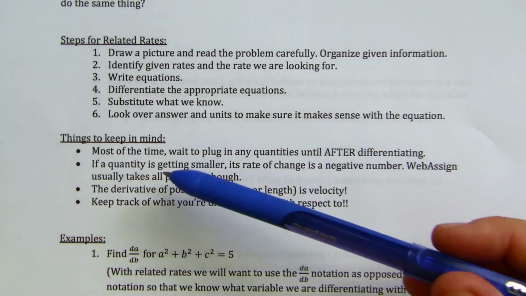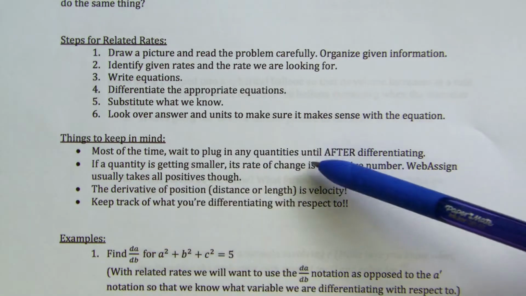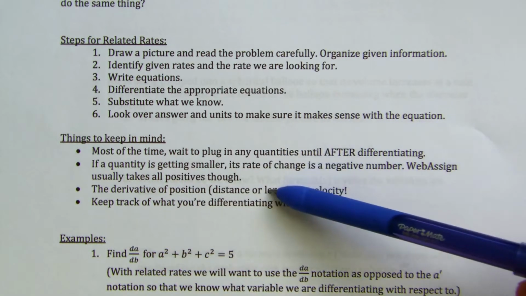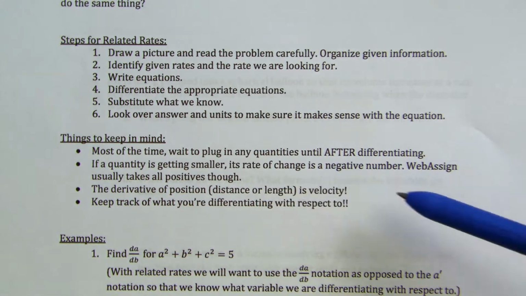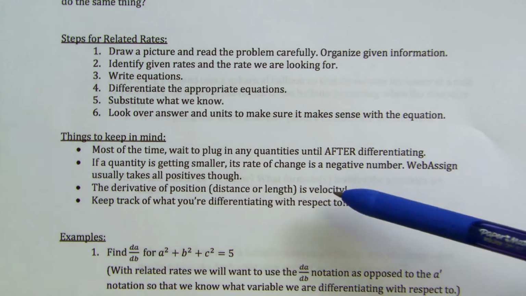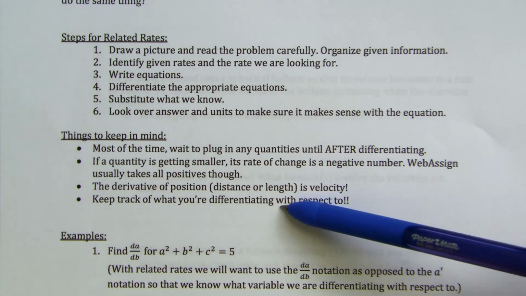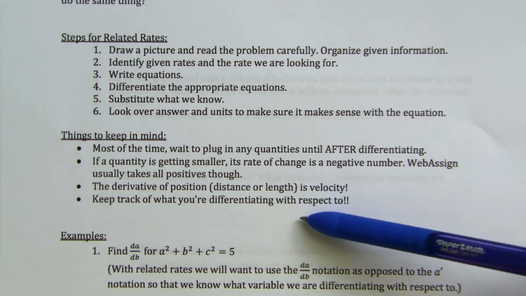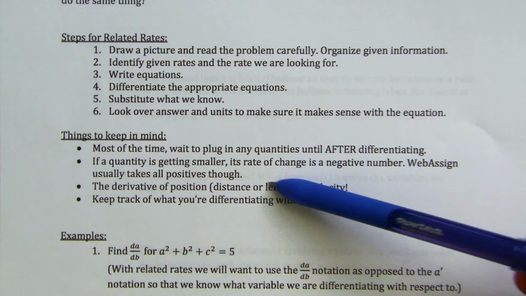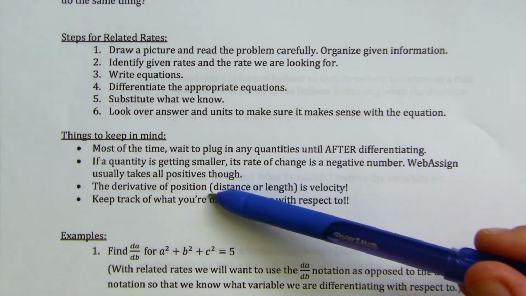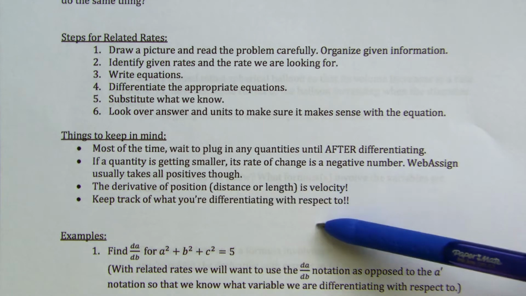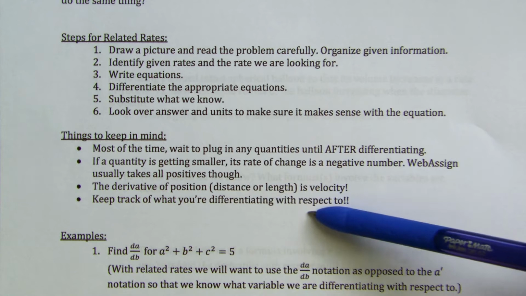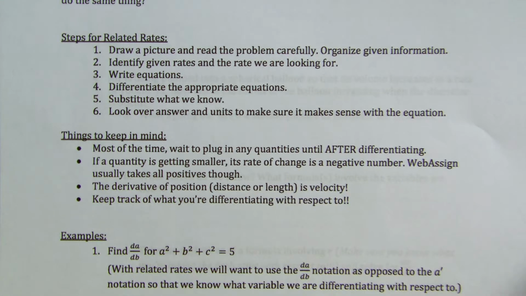Ultimately, when we have quantities that we're plugging in, we want to plug those in after differentiating. If there's a quantity that's getting smaller or a rate that's getting smaller, then that should be a negative number. And when we're typing our answers into WebAssign, it usually takes positive answers. So the derivative of position is going to be velocity, talking about the position of the moving object, referring to its distance or its length. And then we want to keep track of what variable we're differentiating with respect to. Oftentimes, the variable we're differentiating with respect to is time, but not always.